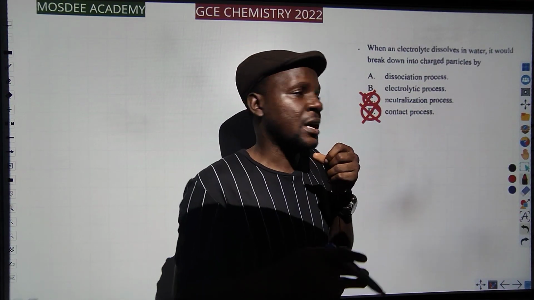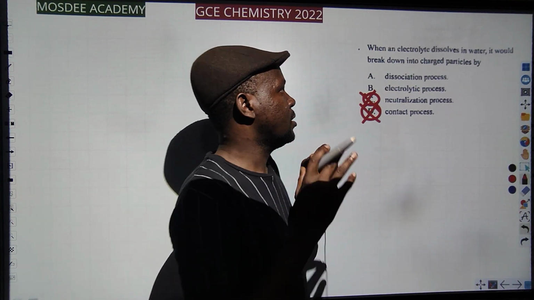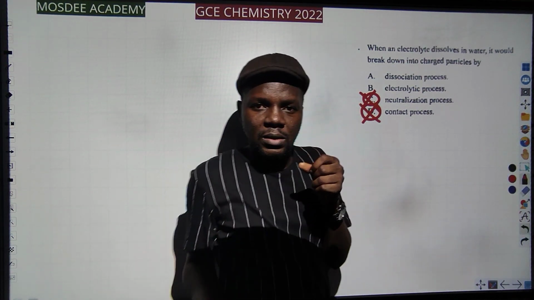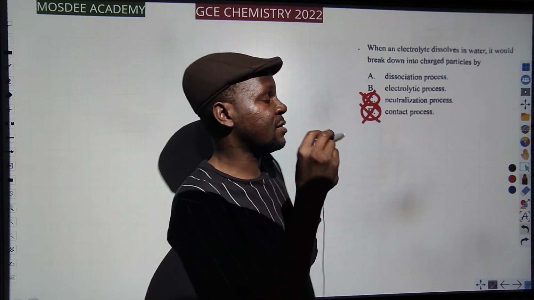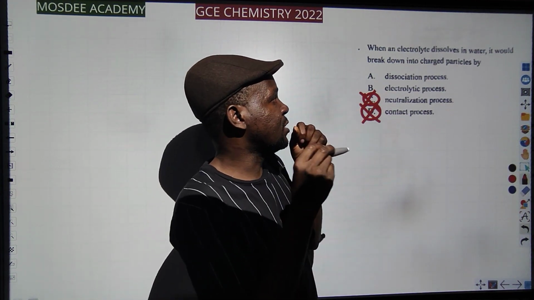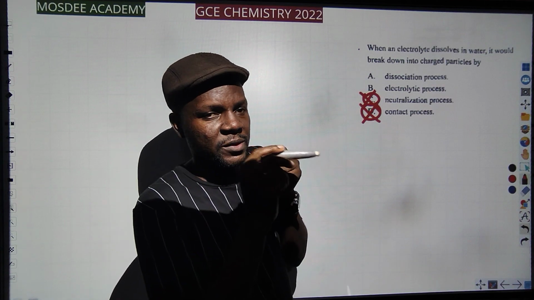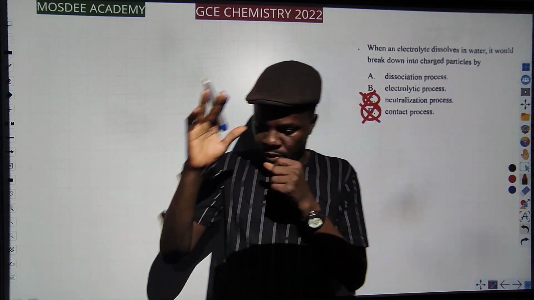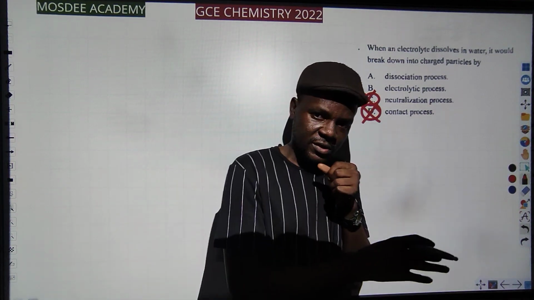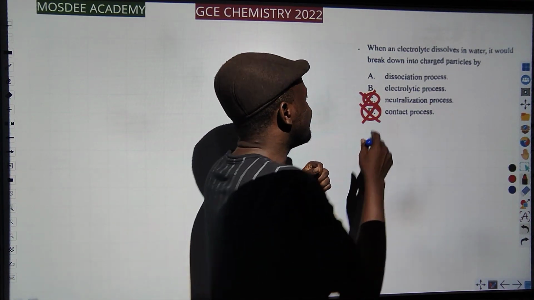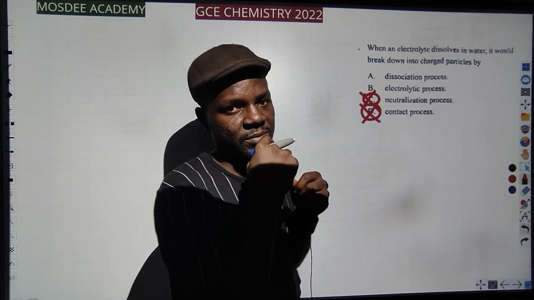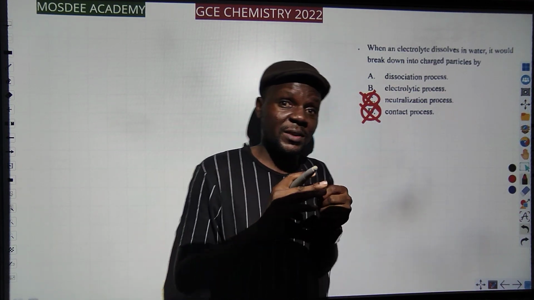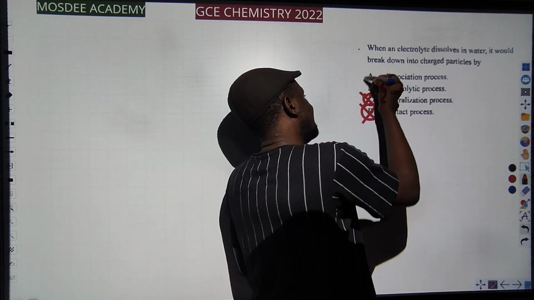Dissociation process. Now, this is where something is fine. Electrolyte is dissolved in water. When electrolytes dissolve in water, they break down into charged particles. Now, this is very technical, because when substances dissolve in water, they dissociate. When they dissociate, is there anything called electrolytic process? We need to be careful in this type of question. Very technical.